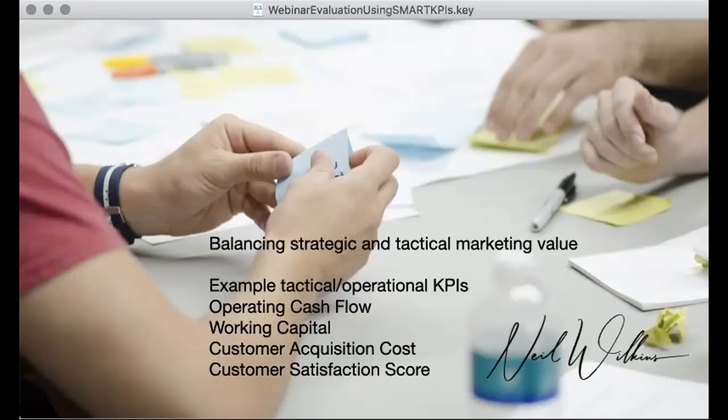But from a tactical perspective, you are looking much more at the day-to-day operational campaign level. So you could be looking at financial KPIs, things like cash flow, operating cash flow, or working capital. If you come from a financial perspective, you could be looking at cost of customer acquisition. How much does it cost currently on average to get a new customer in the mix of things that you do? That would be a KPI at an operational level.